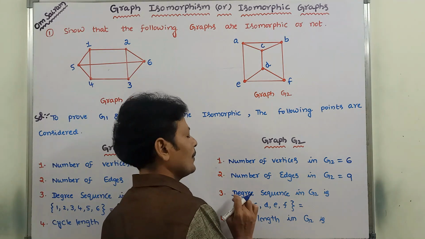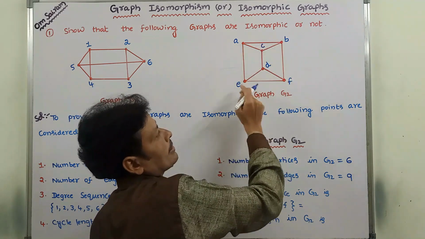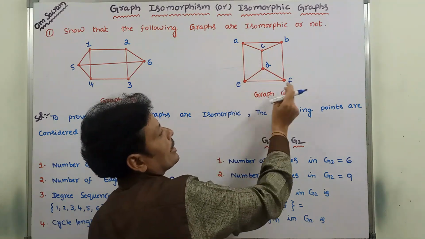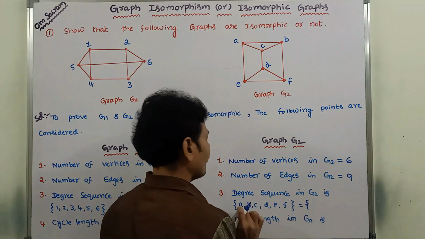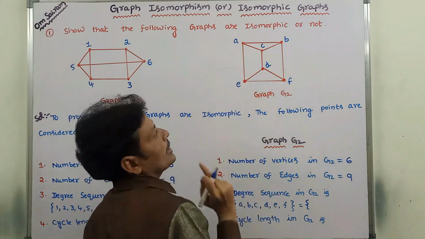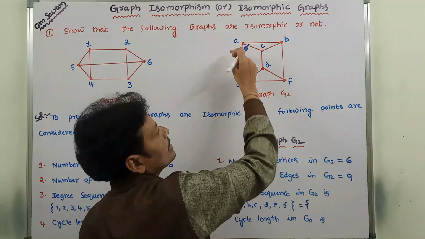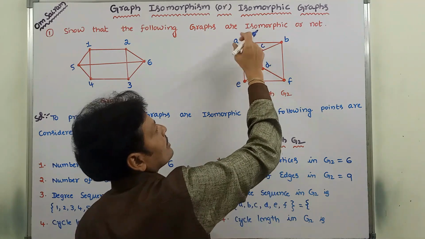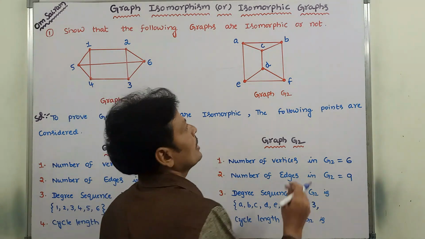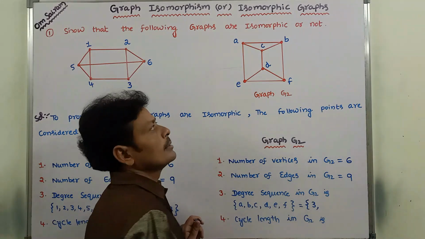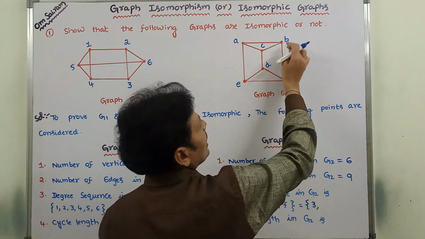Whereas for the degree sequence in graph G2, there are 6 vertices: A, B, C, D, E, F. Then we have to find the degree of each vertex. Degree of vertex A: how many edges are incident on vertex A? A to B is one edge, A to C is one edge, A to E is one edge. 3 edges are incident on vertex A, so the degree of vertex A is 3. Then, what is the degree of vertex B? 3 edges are incident on vertex B, that are B to F, B to C, B to A.